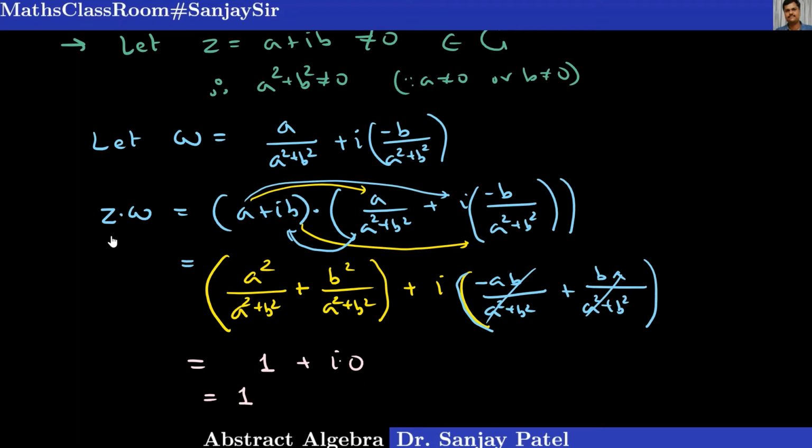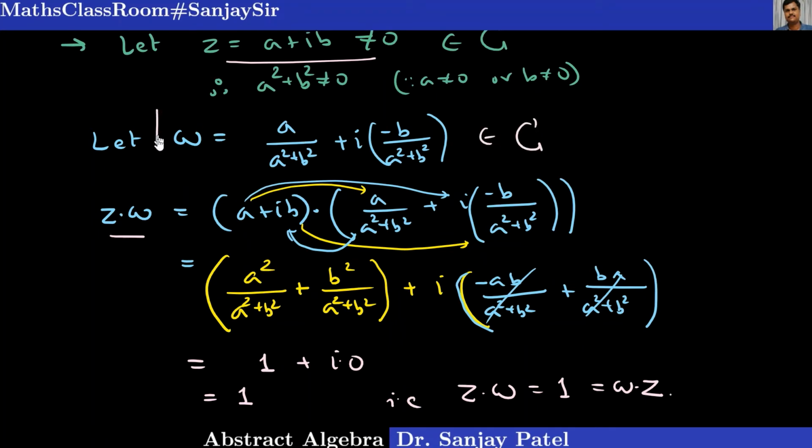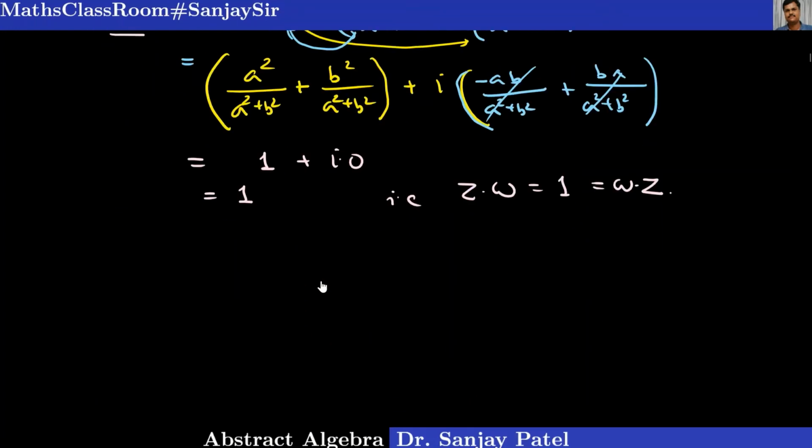So what I have proved is z into w is equal to 1. So I have shown that z into w is equal to 1. Since the multiplication of complex numbers is commutative, w into z is also 1. So given a non-zero element z in C, we have found another element w belonging to C, which is defined by this, and this is a multiplicative inverse of z.